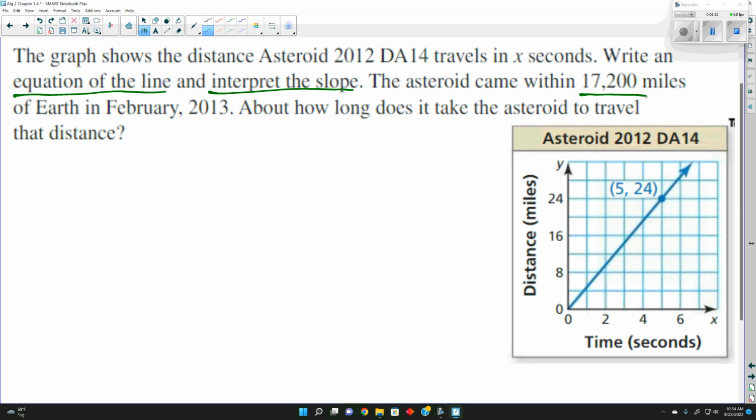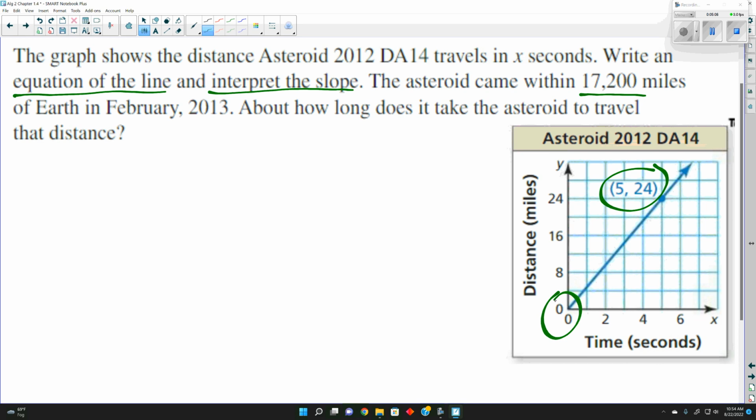They gave us the graph here. We want to find the equation of a line, and we want to eventually get to the form of y equals mx plus b. They gave us one point for sure, 5, 24. Did they give us another point? 0, 0. So they tell us it starts at 0, 0, and we do have 5, 24. So we can use these two points to find the slope and equation of the line.